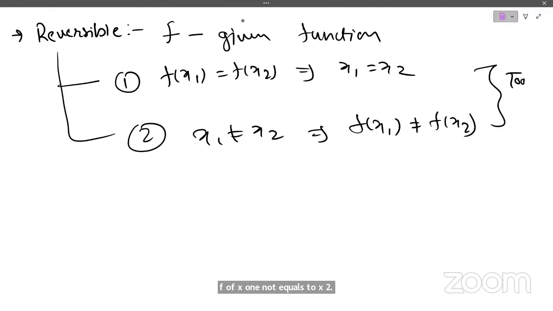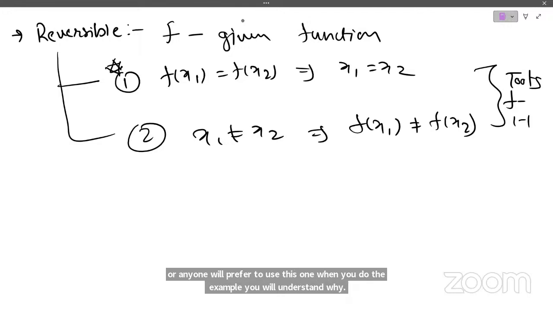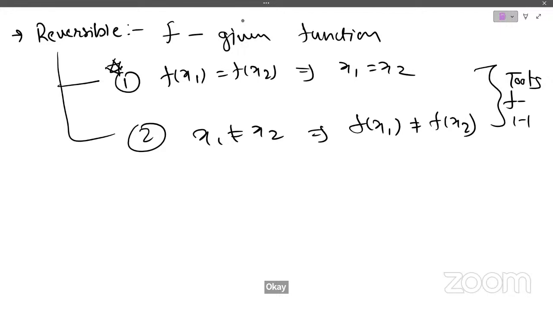These two are the tools for checking whether your function is one-to-one or not. Okay, this much is clear. You can use any of them, but I'll prefer to use this one. When you do the example, you will understand why. It is clear to everyone now. Okay, fine. So this is the condition for reversibility.